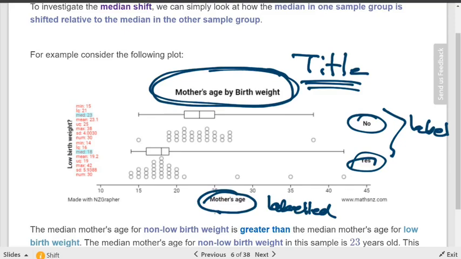Okay, so notice also that you have all these numbers here. I know they're pretty small, but don't worry about that because you'll be looking at them closely. Those are the summary statistics.